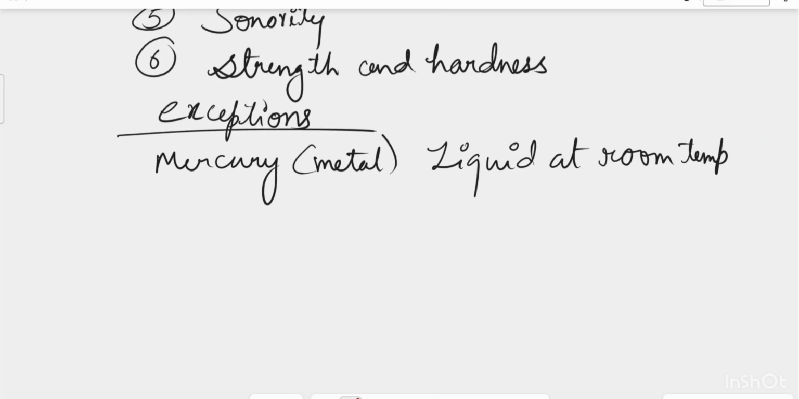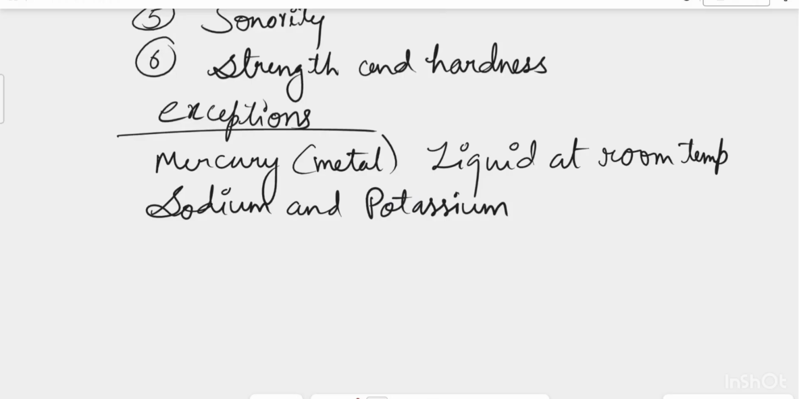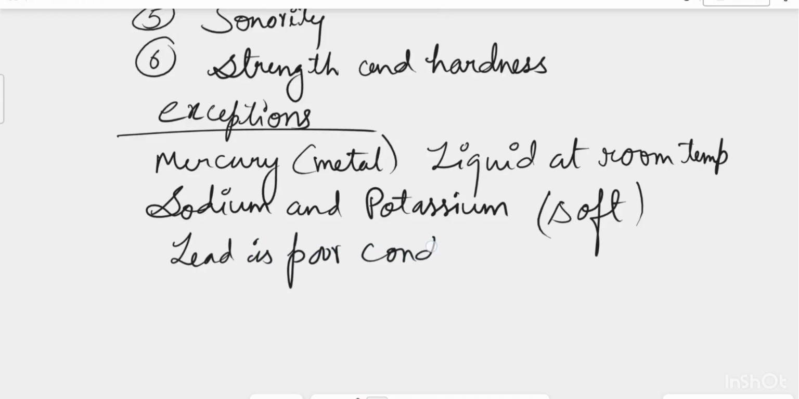Sodium and potassium are metals, but they are very soft. And lead is a metal, but it is a poor conductor of electricity.